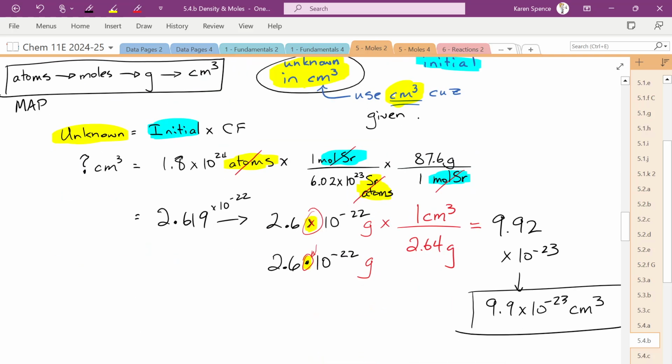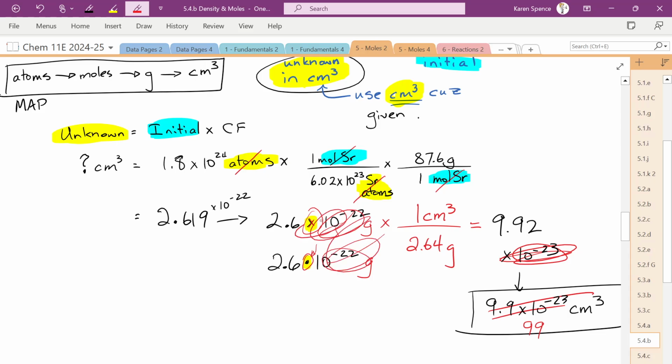Okay, 1.8 times 10 to the 24 divided by 6.02 E23 times 87.6 divided by 2.64 equals 99. Is that right? Yeah. Cool. Okay, the answer should be 99. I don't know where this 23 came from. I don't know what I was doing. I'm so sorry.